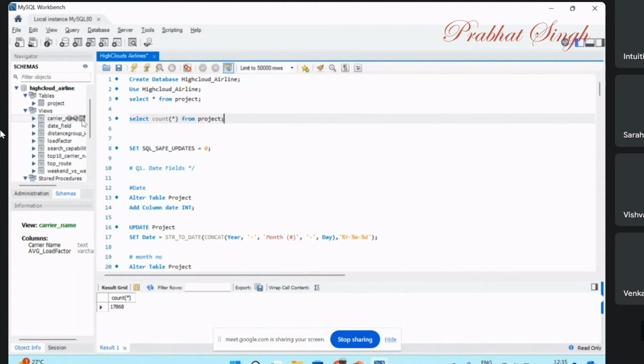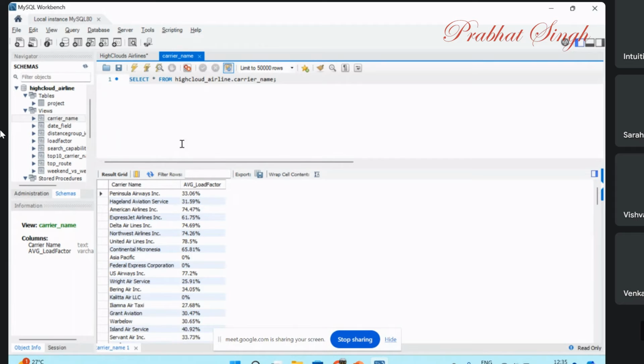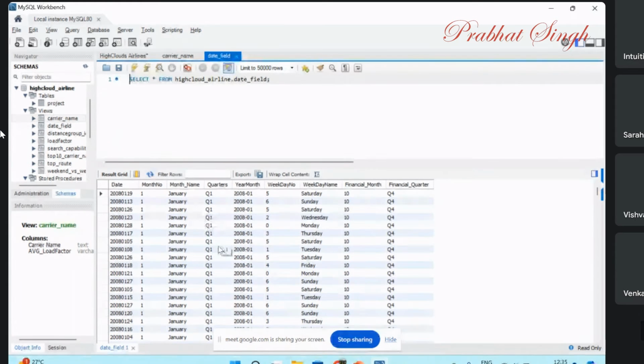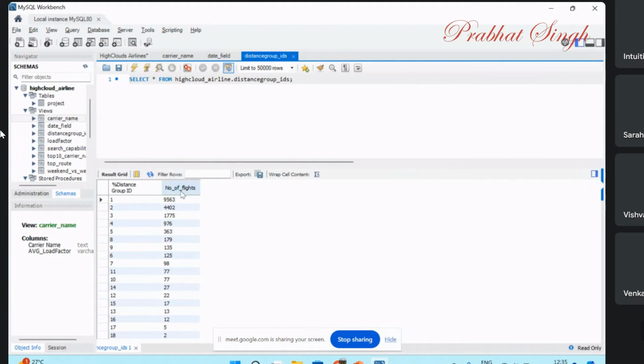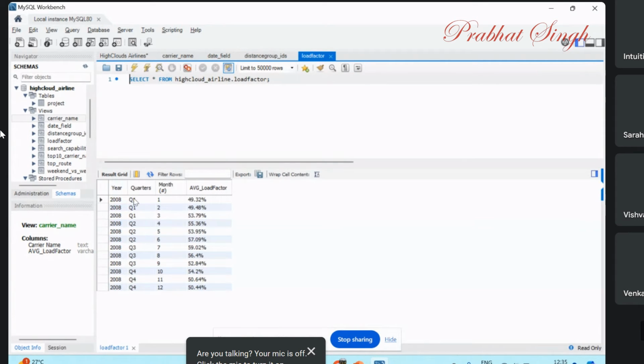For carrier name, like this, we created this view. And the date field view is this, where we can find everything: date, month number, month name, quarters, year month, weekday number, weekday name, financial month, financial quarter, and the distance group IDs. We can see the number of flights, number of routes, and the load factor as well: year, quarter, month, and the load factor for every year and quarter.